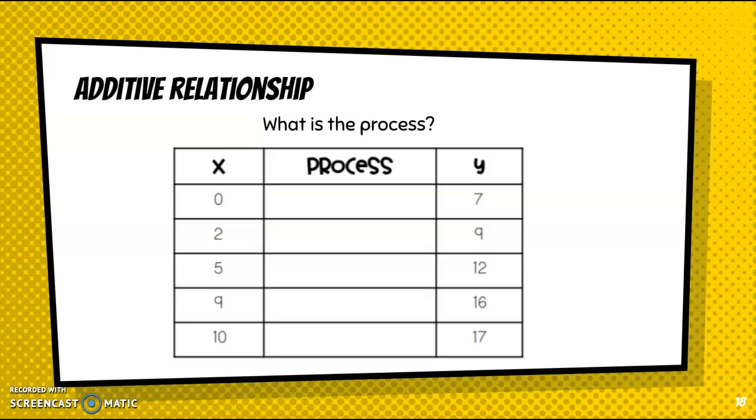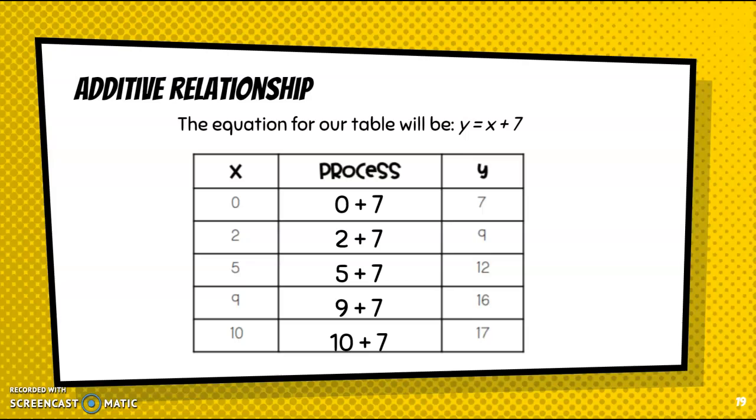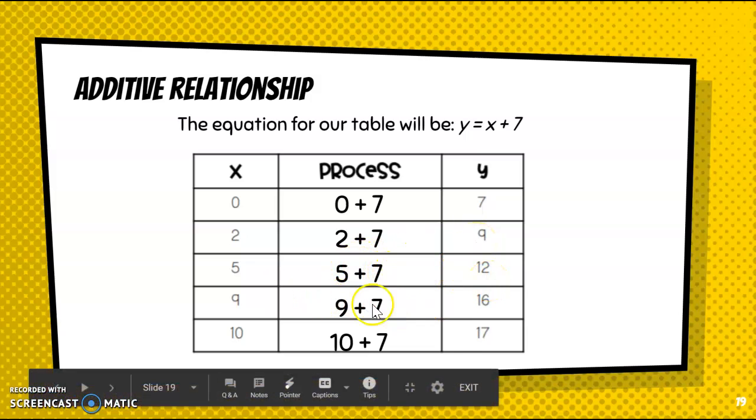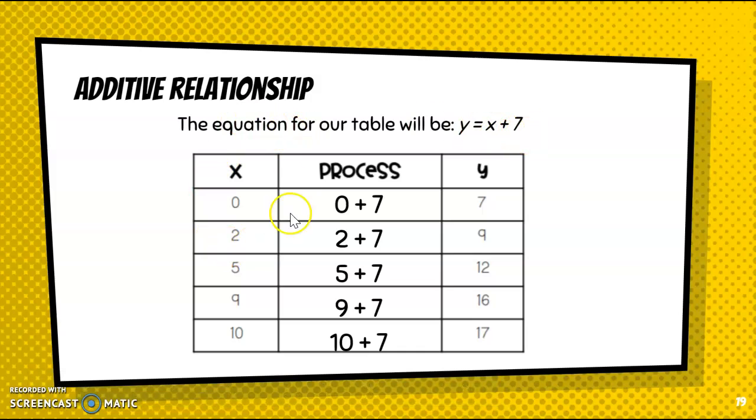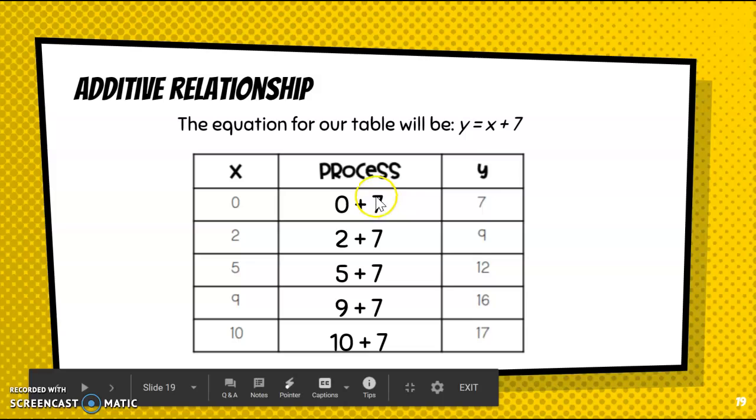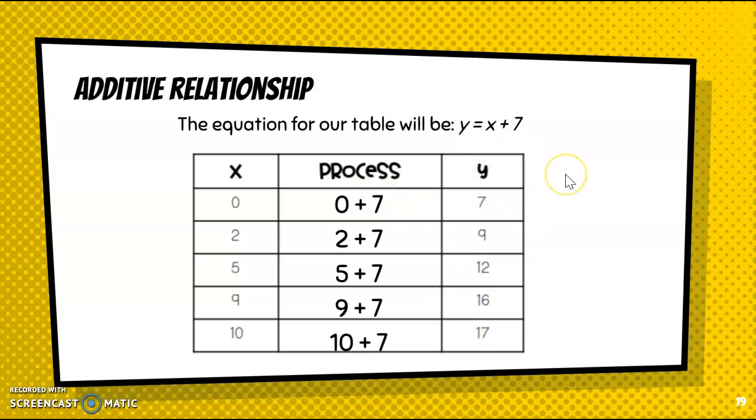Let's take a look at another one. What is the process for this table? How do we get from x to y? We would get from x to y by adding 7. So 0 plus 7 would be 7, 2 plus 7, 9, 5 plus 7, 12, 9 plus 7, 16, and 10 plus 7 would get us 17. So our equation would be y equals x plus 7. So our x values plus 7 would get us to our output, or our y values.